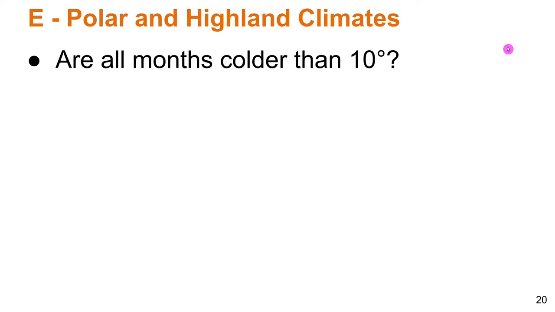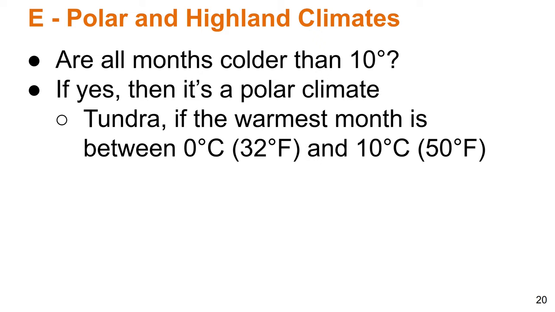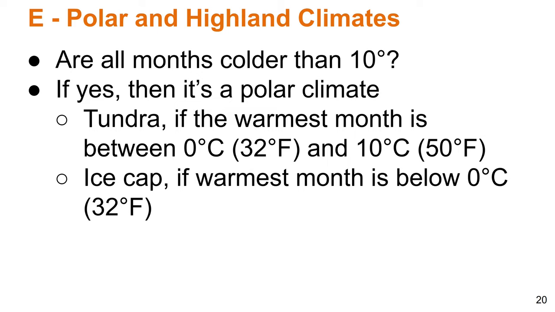All right, let's take a look at the polar and highland climates, and this is very quick. We're just going to go through again as a review what we just went through on the order of checking the Köppen climate types. So the first question you ask is, is it a polar or highland climate? Are all the months colder than 10 Celsius? If yes, it's a polar climate, and then you go look at the details and try to figure out, is it a tundra climate, or is it an ice cap climate?